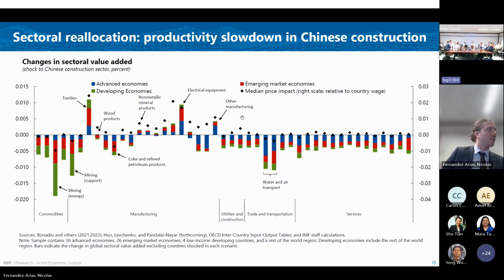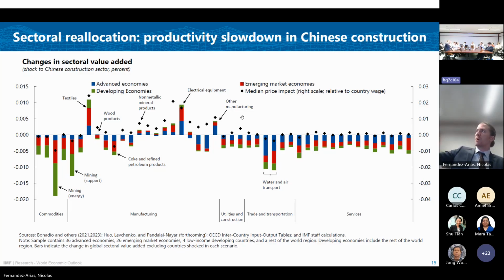So it is about a tenth as large as the other scenario, but we see very important impact on the volume relative to that domestic impact, and we're normalizing the impact of the shock. In particular, we see declines in energy, mining commodities, mining support services, and coke and refined petroleum products, as well as water and air transport, which speaks to upstream linkages in terms of reduced demand for inputs to the Chinese construction sector. And again, a large contribution from developing economies and emerging market economies.